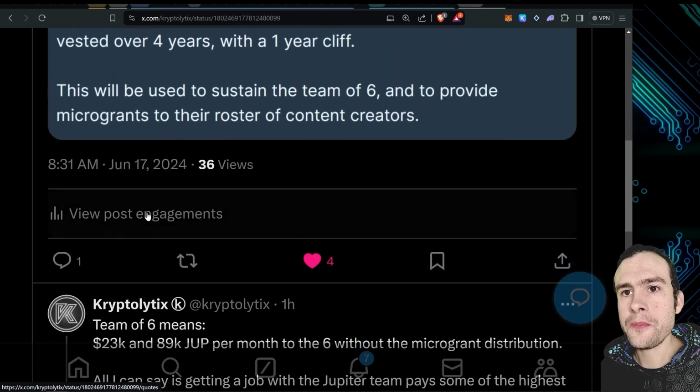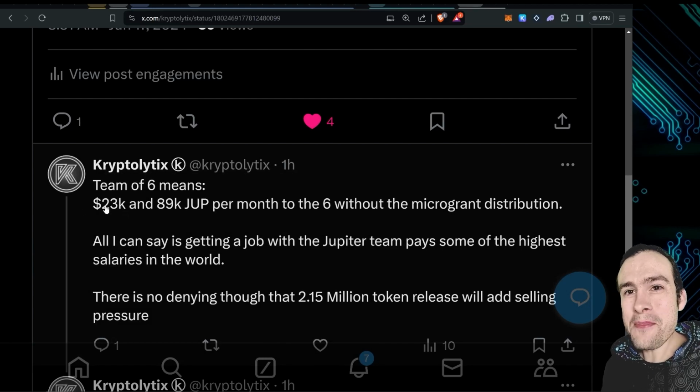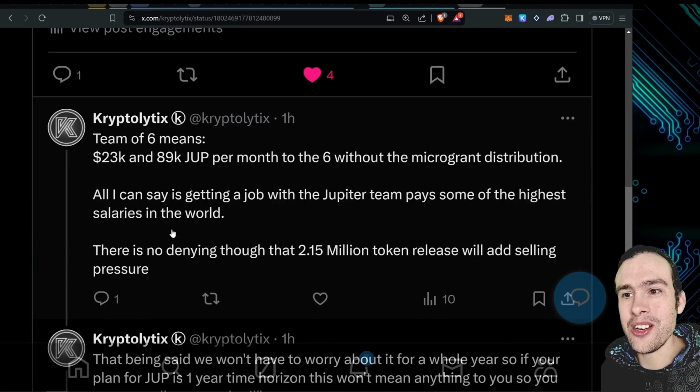So it's divided by 4 and then you divide that by 6 to get these numbers. It's a lot of money. It's a lot of money per month. Anyway, that's just a lot if you ask me.